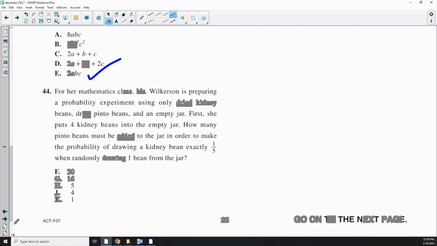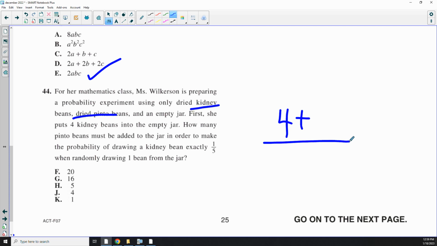Tricky. There are only kidney beans and pinto beans in a jar. So I put 4 kidney beans. And how many pintos must I add so that the chances are exactly 1 in 5? So it's actually, I have 4 kidney beans and I have to add some.